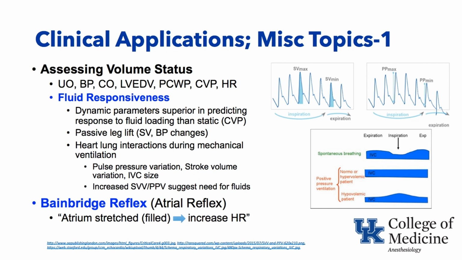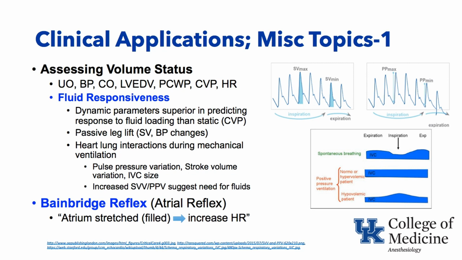Fluid responsiveness is a newer thing that we use, and that is a dynamic parameter that is used to predict response to fluid loading rather than a static parameter like central venous pressure. One of those dynamic parameters is simply taking a patient's legs and lifting them and looking at some measures such as stroke volume or blood pressure changes with fluid loading from lifting those legs up. And this is just a temporary thing that occurs. You can put the legs back down and get an estimate of what's going to happen if I give that patient some volume.